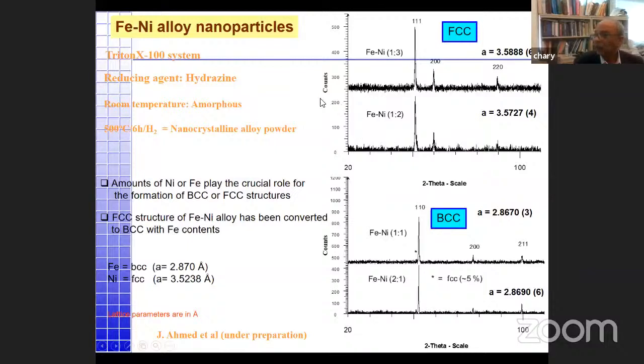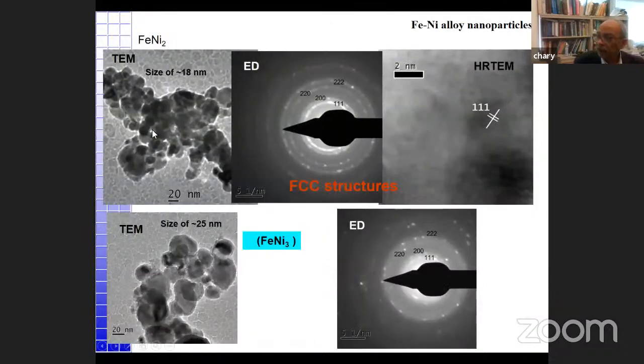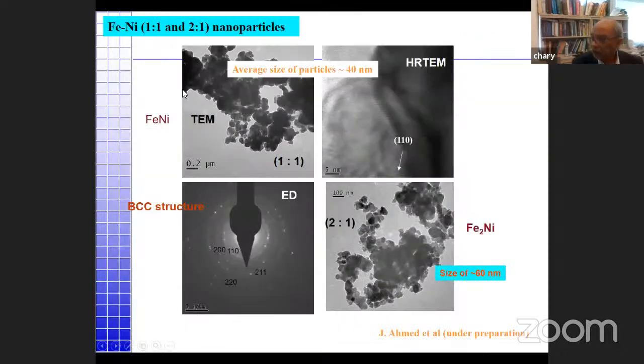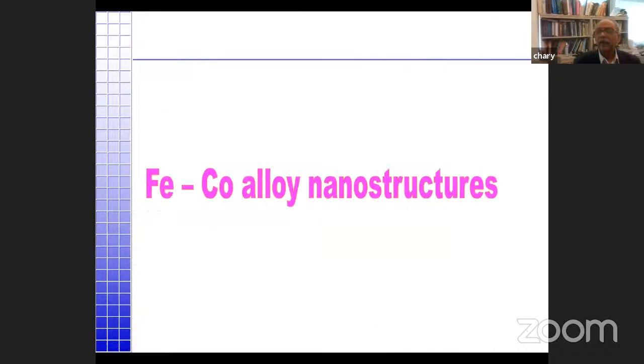diffraction patterns. Depending on the composition of iron to nickel, it could be the body-centered cubic system or a face-centered cubic system. And then we were able to look at the TEM pictures of this and look at the HRTEM graphs. And we looked at the lattice spacing and lattice imaging. In all cases, we see the compounds are approximately 18 to 25 nanometers in size, depending on the ratio of iron to nickel. So these are all the additional pictures just to show you that there is a lot of uniformity here. So the next thing we did was iron cobalt.